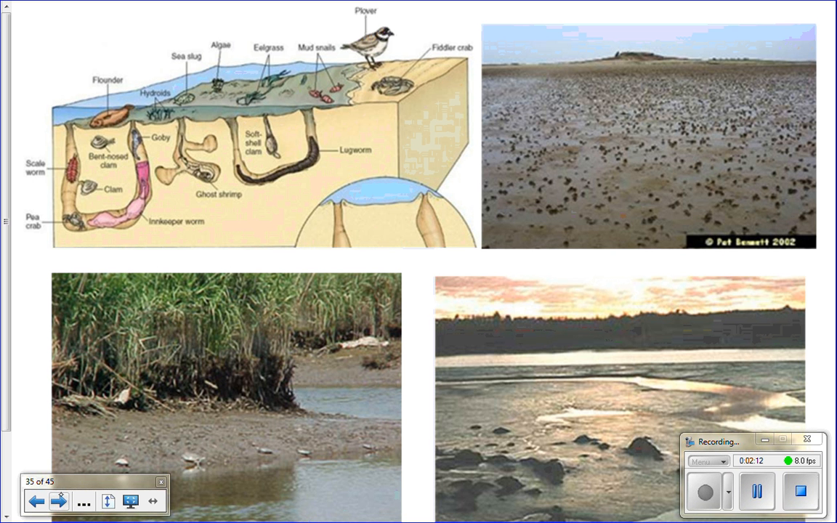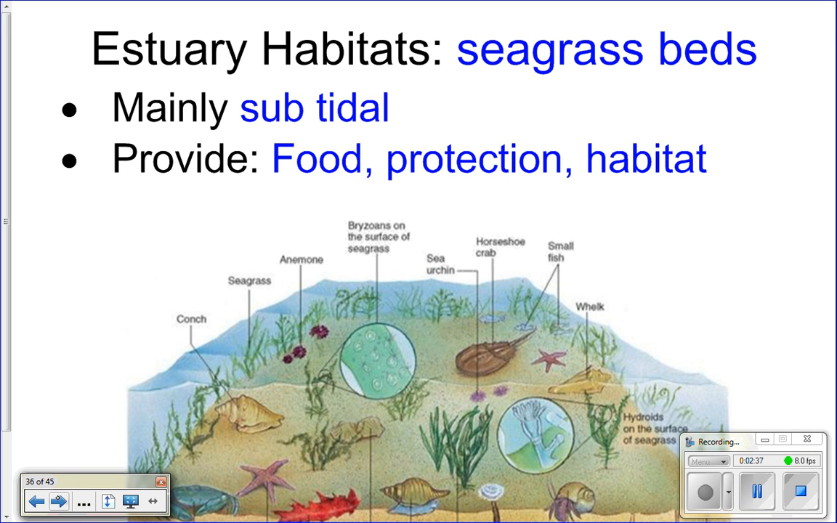So mud flats are one type of habitat. And these pictures are to show you what a mud flat looks like. So they can be vast expanses that surround the subtidal region of the estuary. The picture in the upper left is there to help you see the different kinds of things that would live in those areas and how they would be burrowed down into the sand or mud.